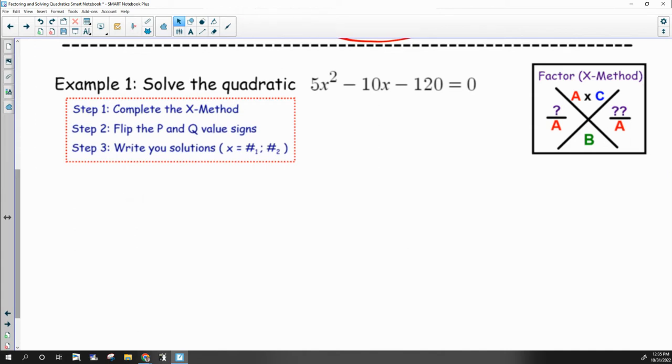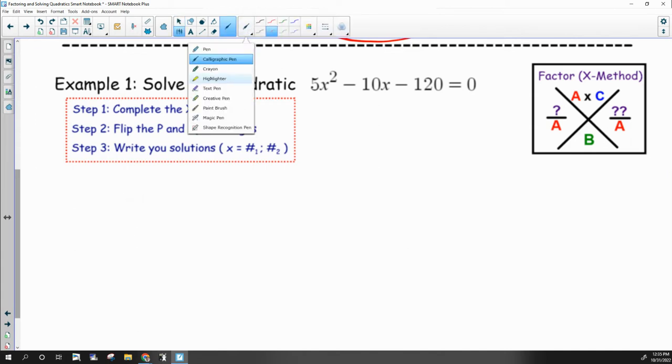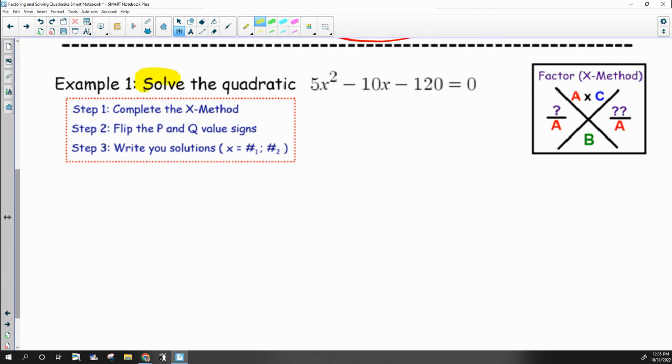Example 1. We are asked to solve the quadratic equation 5x squared minus 10x minus 120 equals 0. We are trying to figure out what x equals. If I were to put this problem in front of you on a piece of paper and tell you to solve it like the old ways, you would probably draw your little waterfall down the equal sign, and that's all you could do.